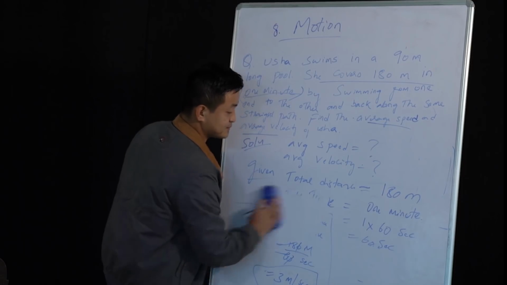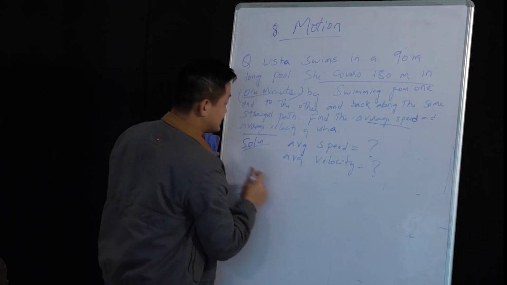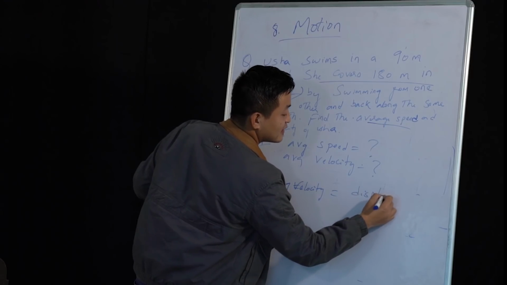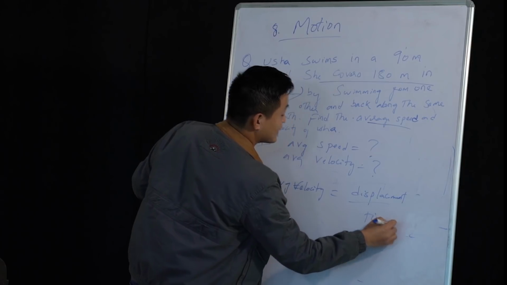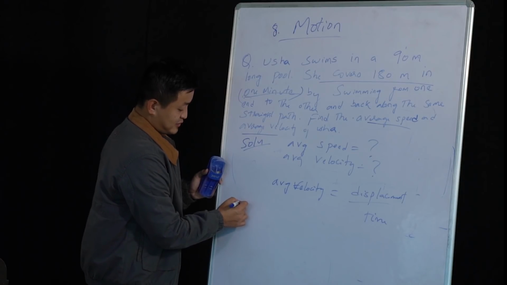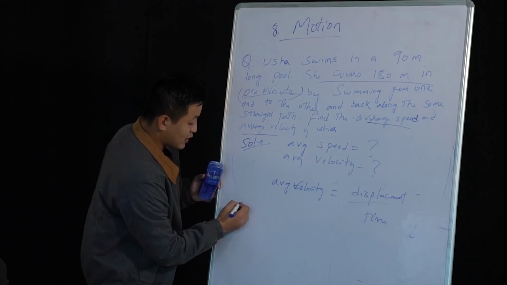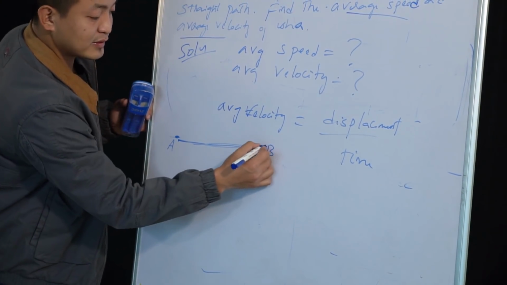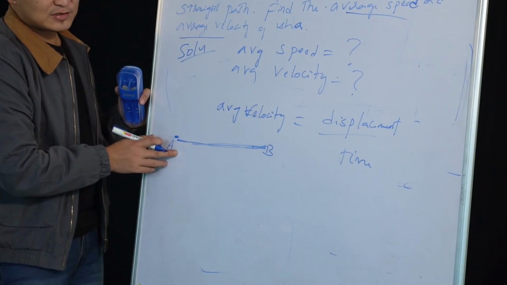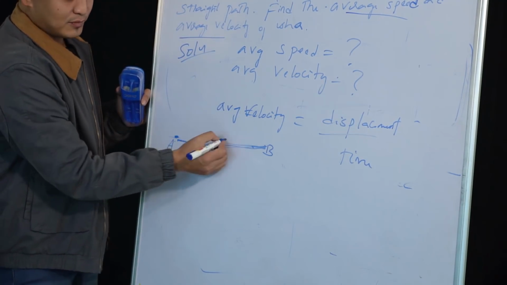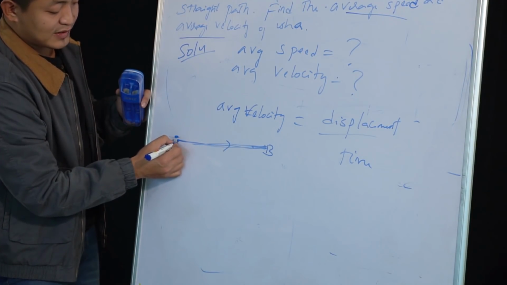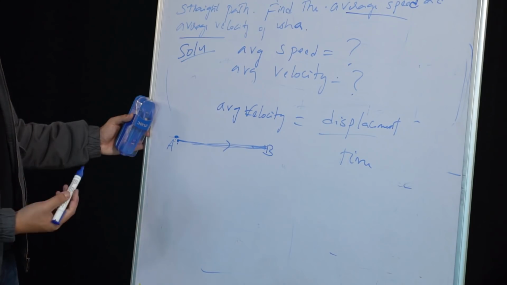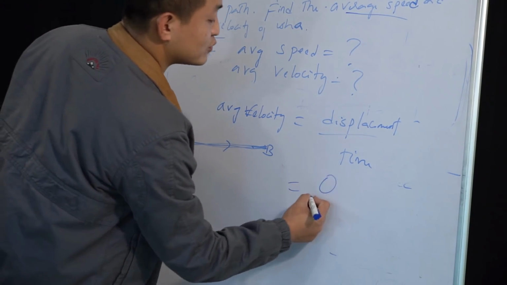Clear? Average velocity. As I have mentioned, the formula for average velocity is displacement by time. Here, students, I want you to imagine, for those who are watching, please note down, and for those who are just hearing the voice clip, you can imagine a straight swimming pool. From point A till B, Usha has swum, and then Usha came back and stopped at A. That means, as I have given the example earlier, the starting point and the final point are the same. In this case, the displacement is going to be 0, students.